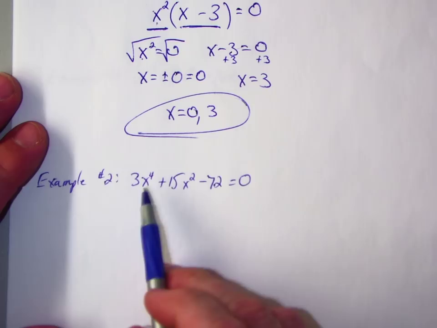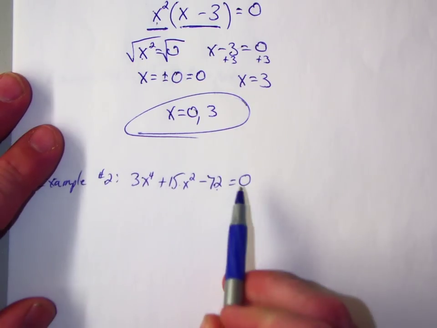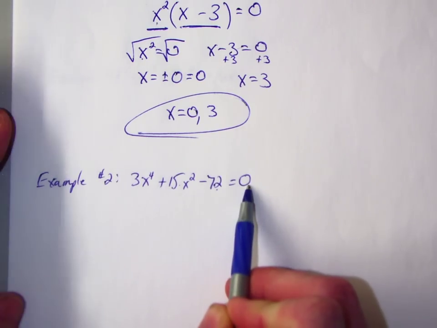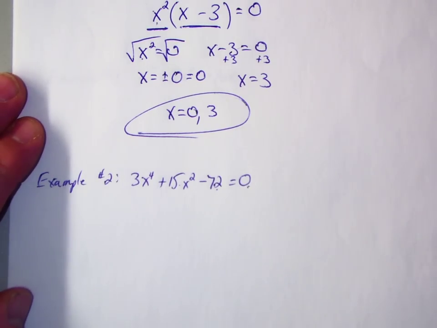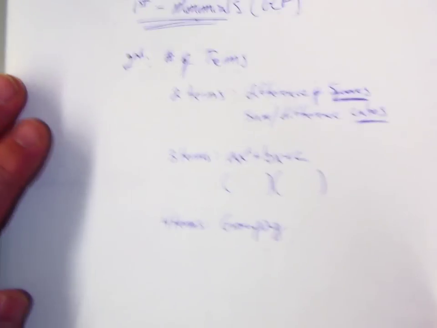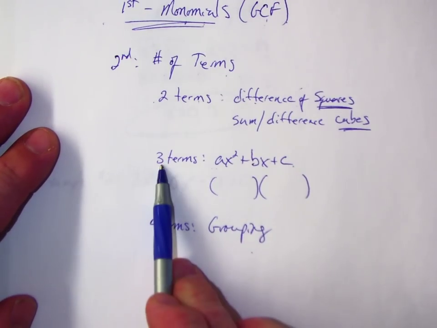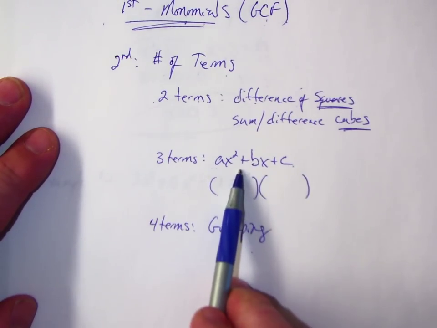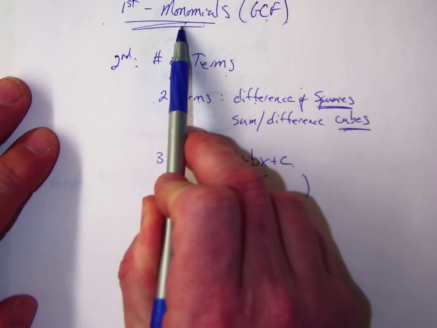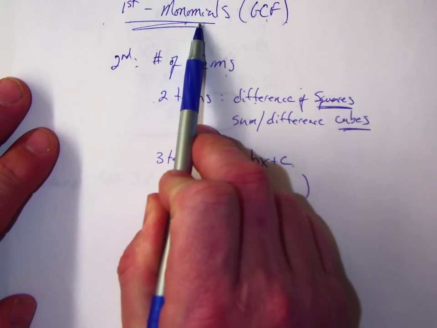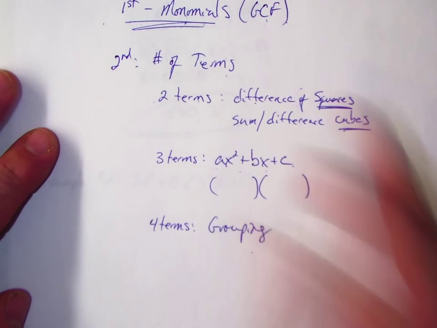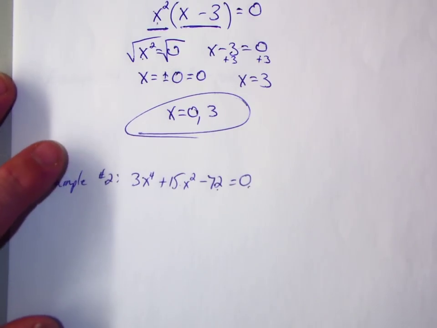Right, this one has 1, 2, 3 terms. Now, it's already set equal to 0, so I can go ahead and start factoring. But it has 3 terms. All right, so for 3 terms, I'm going to have to use this method. But before I can use this method, I want to factor out any common factors or monomials. In other words, a greatest common factor. So let's look for that first.